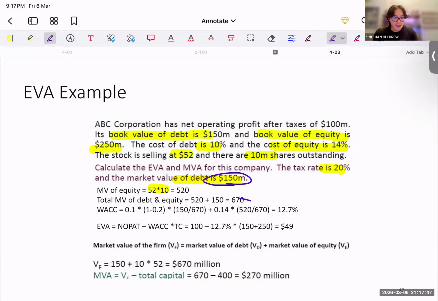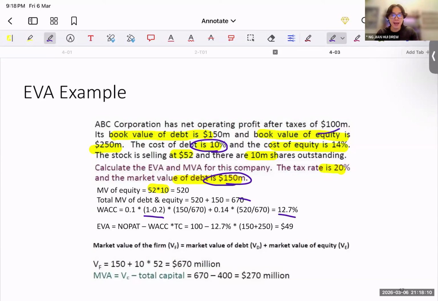And then in terms of your WACC, since the question will give you the 10%, and this is pre-tax as well, we need to consider tax in our WACC calculation. This gives us a WACC of 12.7. Okay. And then with our WACC, we now can determine our EVA, right?